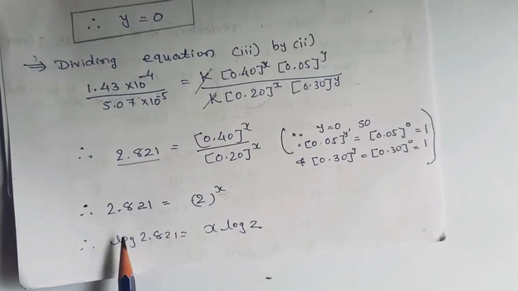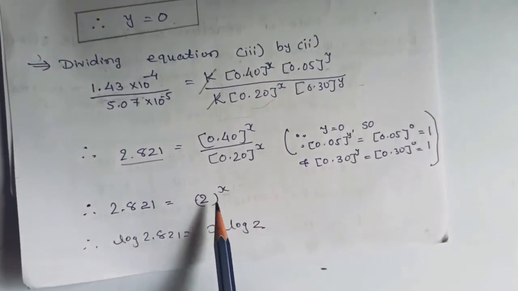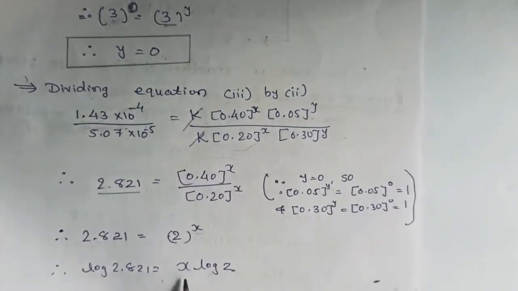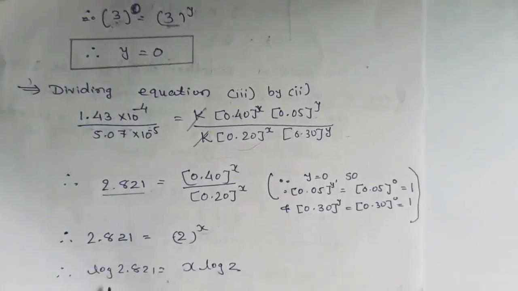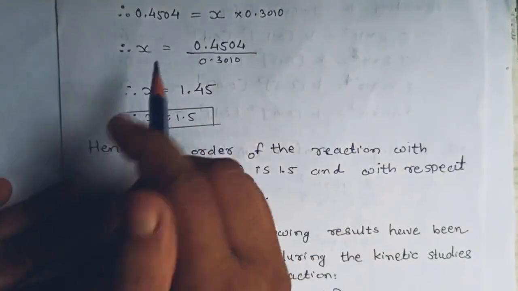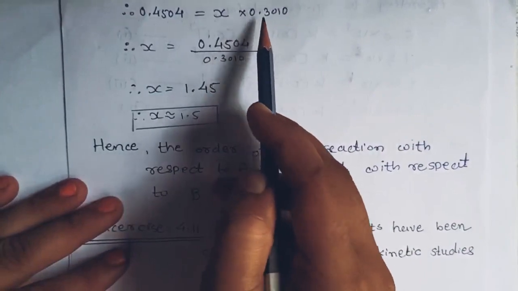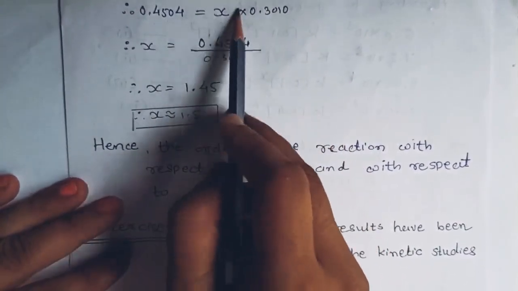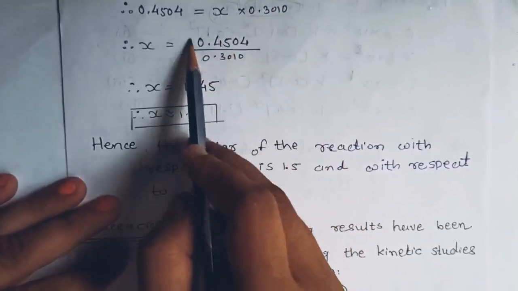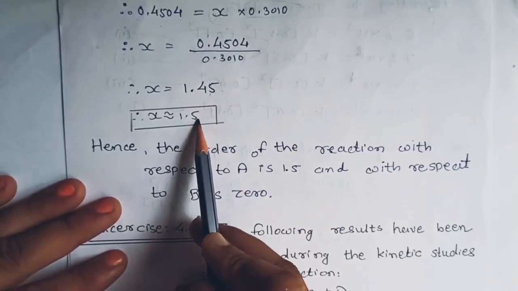So log 2.821 equals log 2 power x, and the exponent will be carried out in multiplication, so you will get x log 2. Now you have to see the log of that term and log of 2, right? So you will get 0.4504 equal to x into 0.3010, right? Now you have to identify x, so take this term in the division and divide both terms, you will get 1.45. It's near about 1.5, right?